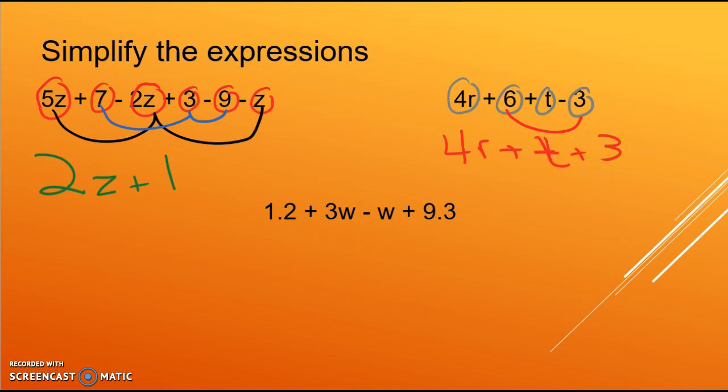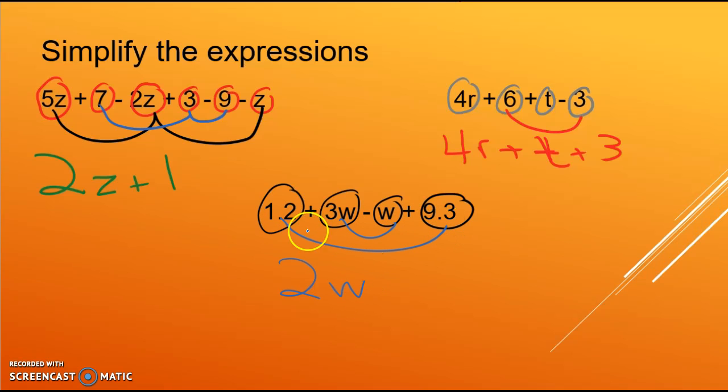Now let's look down here at our bottom example. We have 1.2, 3w, w, and 9.3. If I were to do that, I could combine the w's because they are like terms. 3w minus w is 2w. And then my other pair of like terms is 1.2 and 9.3. 1.2 plus 9.3 is 10.5. So I have plus 10.5. So that would be my simplified answer, 2w plus 10.5.